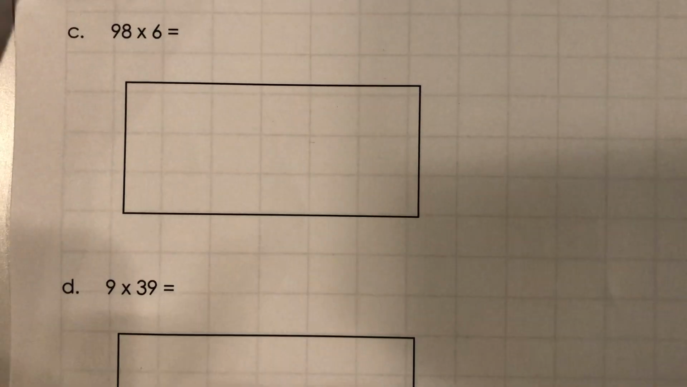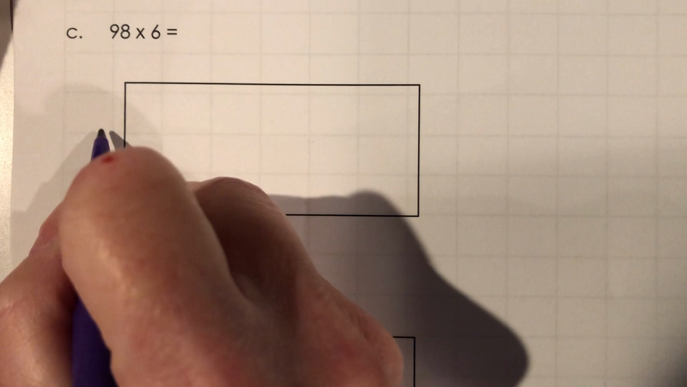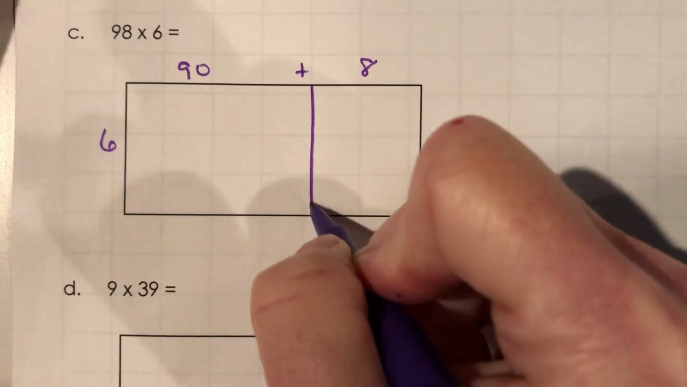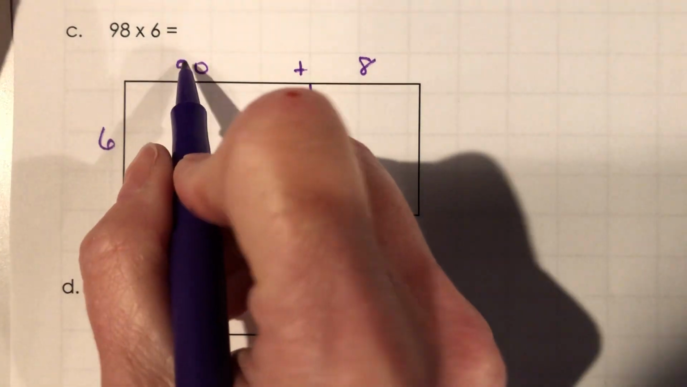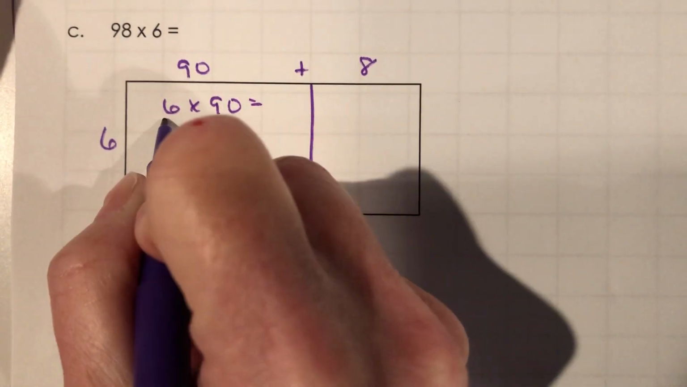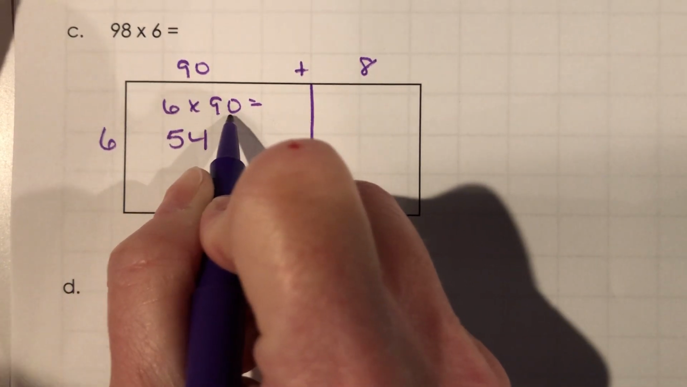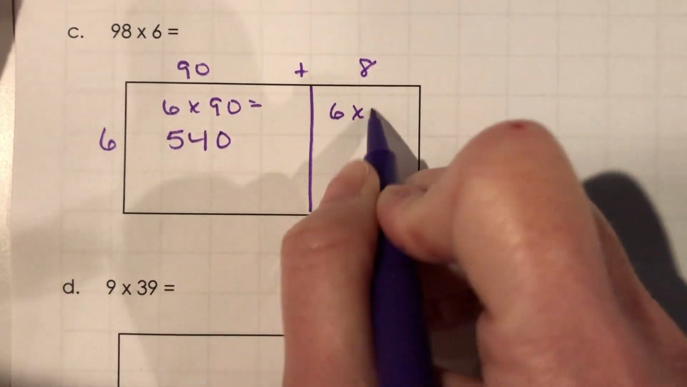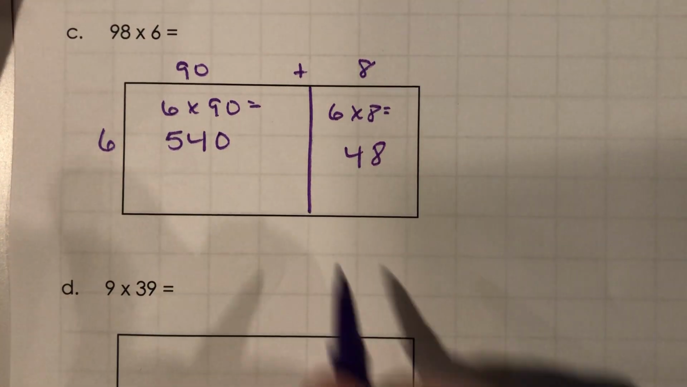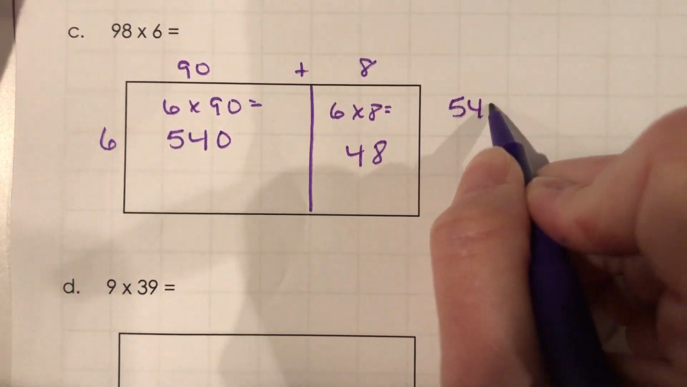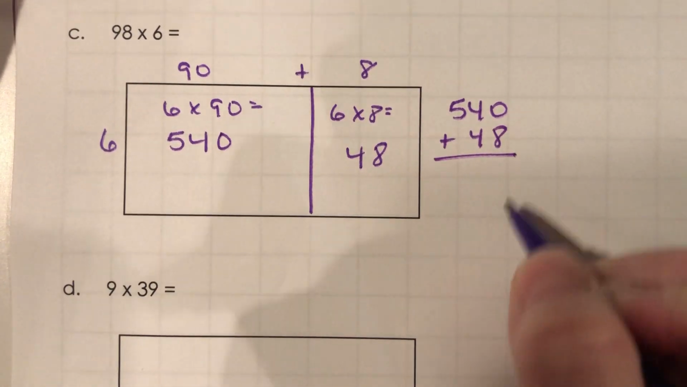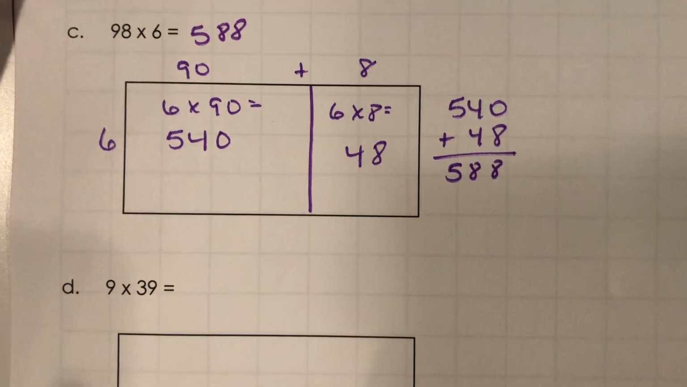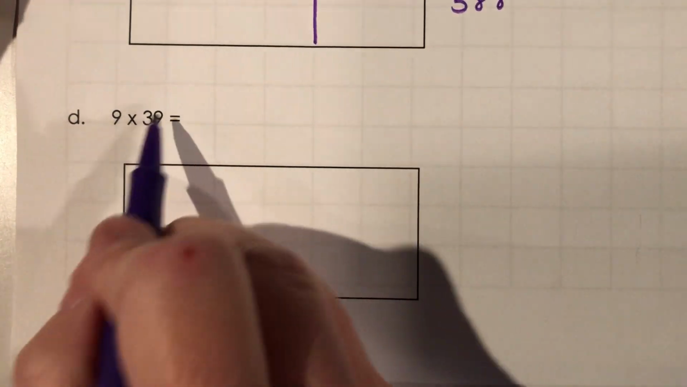All right, next one, 98 times 6. All right, I'm going to put 6 here. Across the top, I'm going to write 90 plus 8, breaking it up by the place value. And 6 times 90, well, I know that 6 times 9 is 54, and if we multiply that by 10, it would be 540. And to find the area of this piece, I would do 6 times 8, which is 48. To find the area of the whole thing, we just need to add 540 plus the 48, which gives us 588. All right, last one using this model, 9 times 39.